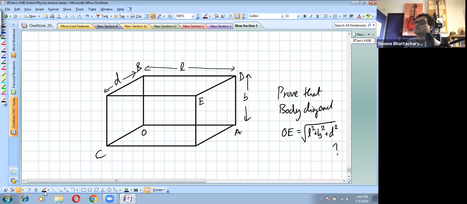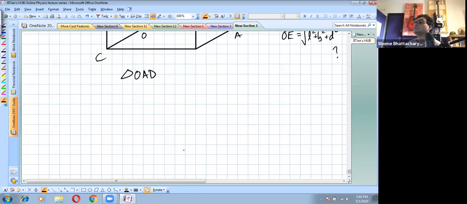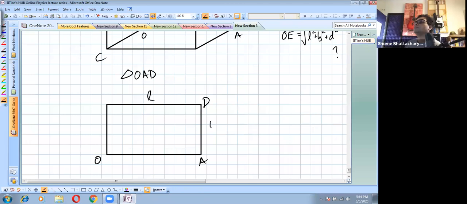So now what you do here is, first we just concentrate on this triangle. Look at triangle OAD. You just look at that face. You don't have to worry about anything else. Point O is here, your point D is here, your point B is here. This is of length L, this is of length B.